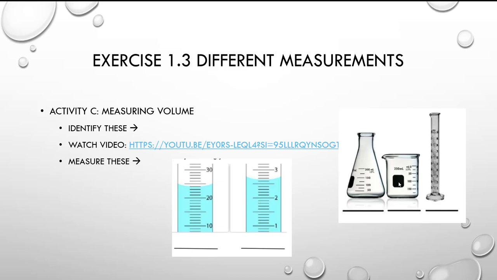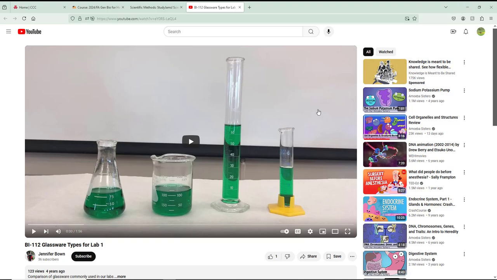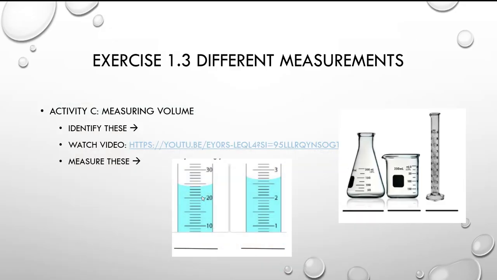Here we have a beaker. So with beakers, you can measure larger volumes of things. And then this is called an Erlenmeyer flask or an E-flask. Okay, so this is also used to measure volume. So you're going to watch a video. This is another YouTube video from Jennifer Brown. She's going to have some different glassware, and you're going to learn about the different types. She'll walk you through them, and look, there's the graduated cylinders. And then you'll learn how to measure things.